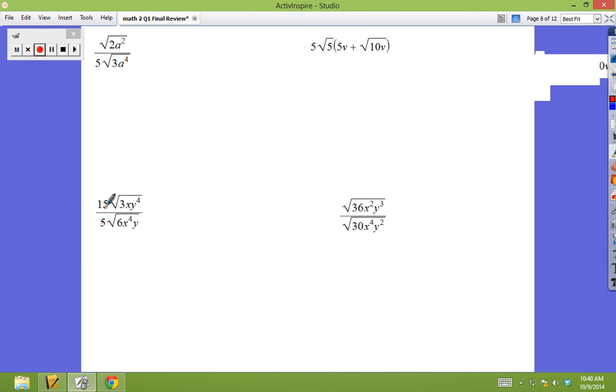Okay, this one, clean these up. 15 and 5 before you do anything. Let's clean them up as far as we can. That's going to make it easier. 15 and 5, divide them up by 5, so that's a 3 and a 1. Don't even really need to write the 1.